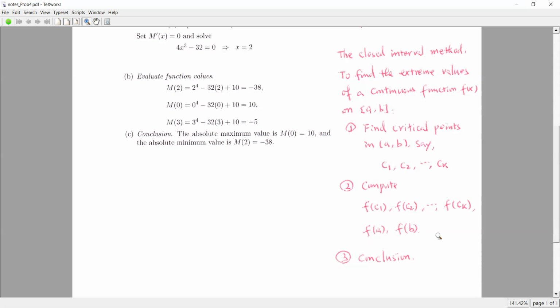The largest function value here is the absolute maximum function value of the function over this interval. And the smallest function value is the absolute minimum function value of the function over this interval.